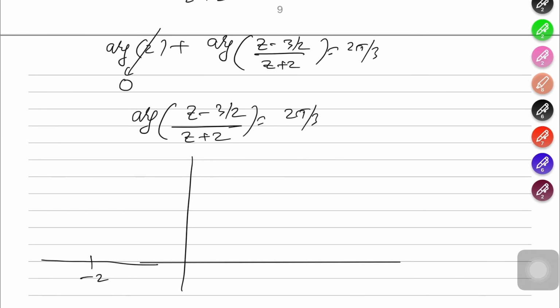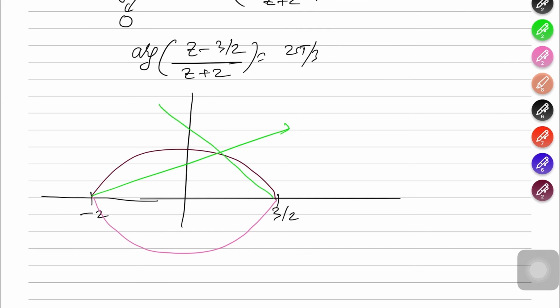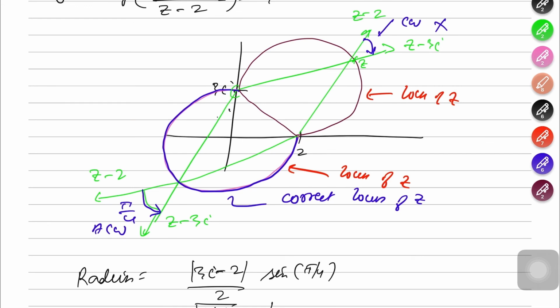Okay, that means locus is an arc, and what are the points? Somewhere minus 2 is here and 3 by 2 here. So locus is a 2 pi by 3 angle, so it will be a minor arc. So there are two, either it will be this arc or this arc, which we don't know. So how do we decide? So that means we'll take a point and then draw a ray. By the way, one more thing: this point is excluded. So the locus is an arc excluding the points.